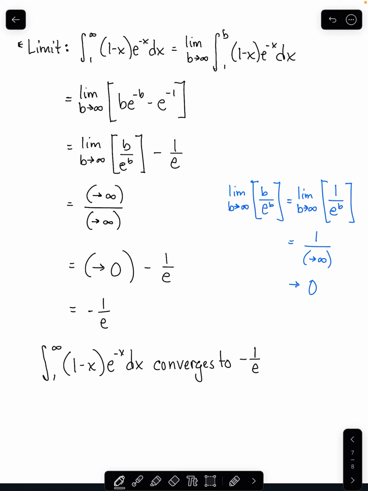We will do one more example in this video, and that is to deal with a function that has both limits of integration being infinite. In this case, the integral from negative infinity to positive infinity of e to the x over 1 plus e to the 2x dx.